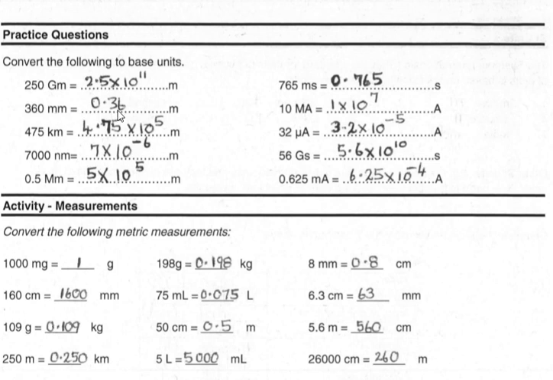360 millimeters is 0.36 meters. 475 kilometers, 4.75 times 10 to the 5 meters. 7,000 nanometers, 7 times 10 to the minus 6 meters.